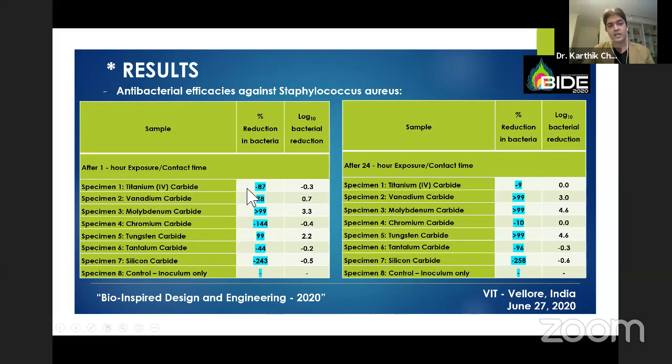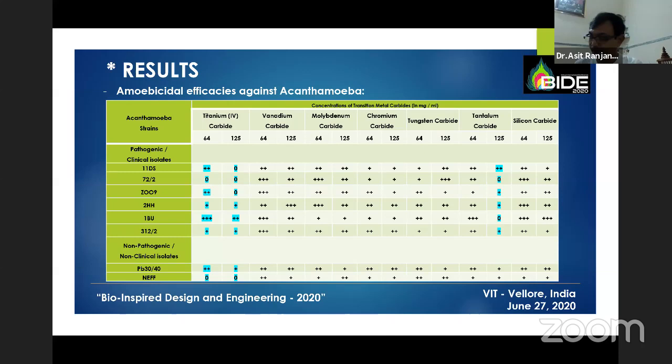So the last slide of the results is the summary of the anti-amoebicidal efficacies, which means the anti-protozoal efficacy against the Acanthamoeba strains. At the left, you see the top ones are all the six pathogenic ones, and the last two are the non-pathogenic ones. For the seven samples, these are the concentrations in milligram per milliliter. This is in symbols, which is like plus and zero.